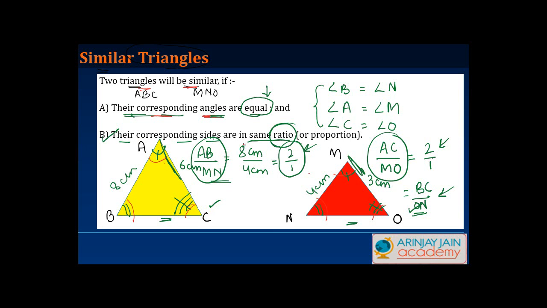And second is that their corresponding sides should be in the same proportion. So if AB upon MN is given to be a particular ratio, then the ratio of the other sides should also be the same. If it is, these two triangles are similar. If it is not, they are not similar triangles.